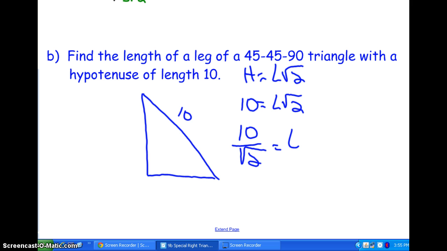Again, our work says we have to multiply top and bottom by the same thing. Well, the square root of 2 times the square root of 2 is just 2.